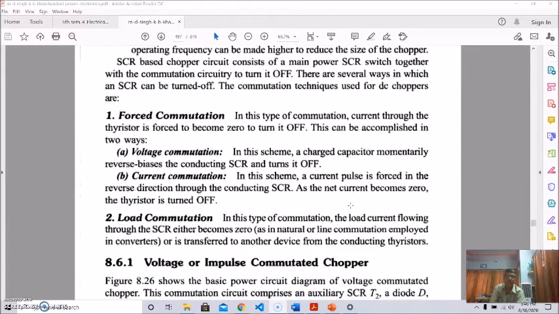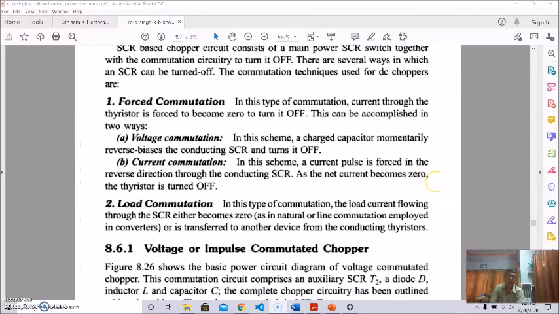Basically, in this type of commutation, the load current flowing through the SCR either becomes zero, as in the case of natural line commutation employed in converters, or is transferred to another device from the conducting thyristor. So, under forced commutation, it may be voltage commutation or current commutation, and under load commutation, it may be either natural or line commutation, or the current is transferred to another device from the conducting thyristor.